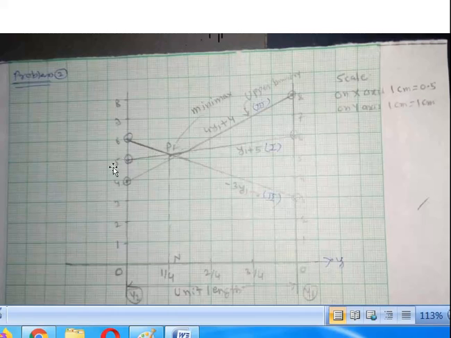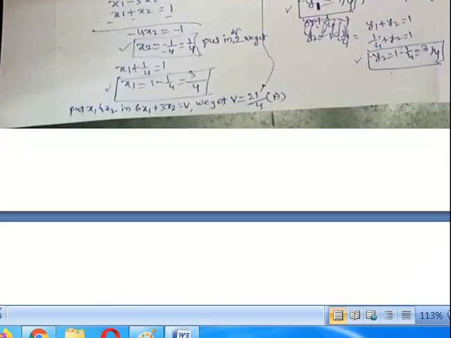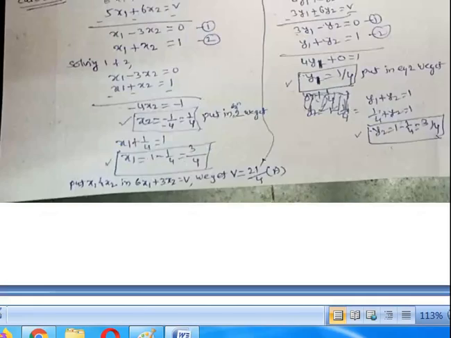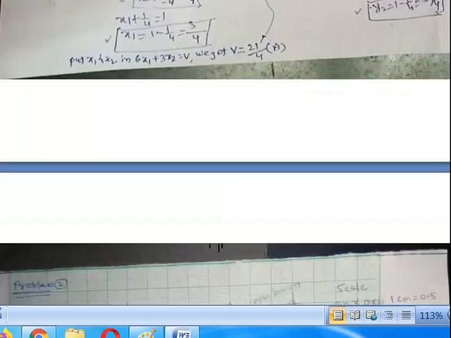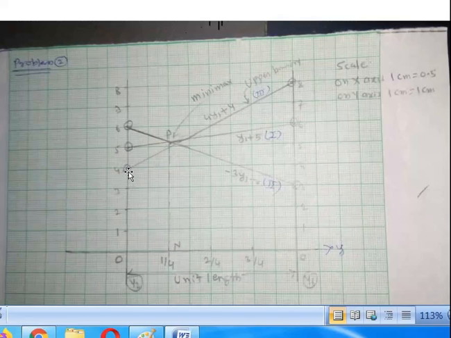So join these 2 points. This is one line. Similarly, the second is 3, 6. 3 on the y1 strategy, 6 on the y2 strategy. Join these 2 points, you get the line. Similarly, you draw the third line, that is 8, 4. 8 on the y1 strategy and 4 on the y2 strategy. Join these 2 points, you get the third line.